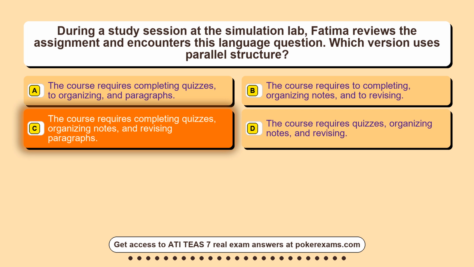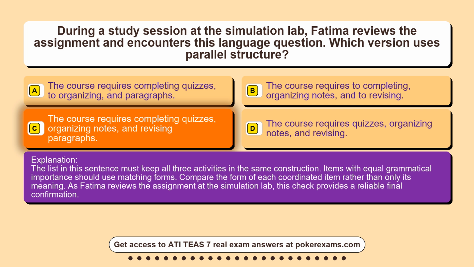The correct answer is option C. The course requires completing quizzes, organizing notes, and revising paragraphs. The list in this sentence must keep all three activities in the same construction. Items with equal grammatical importance should use matching forms. Compare the form of each coordinated item rather than only its meaning. As Fatima reviews the assignment at the simulation lab, this check provides a reliable final confirmation.